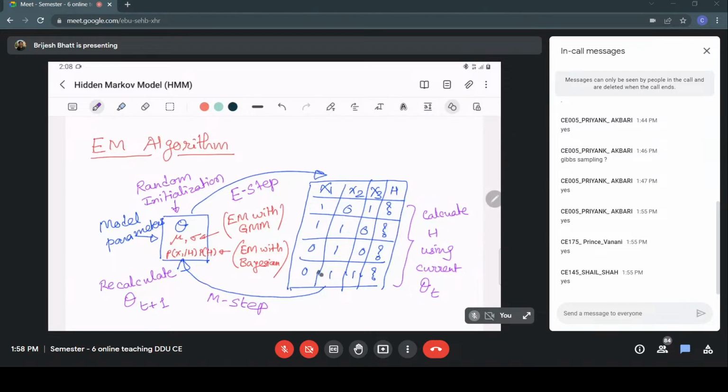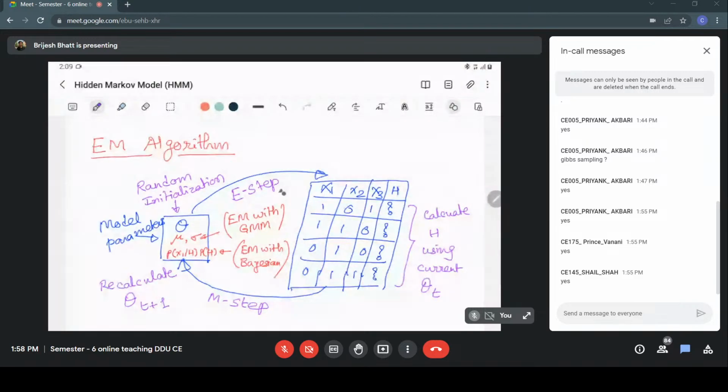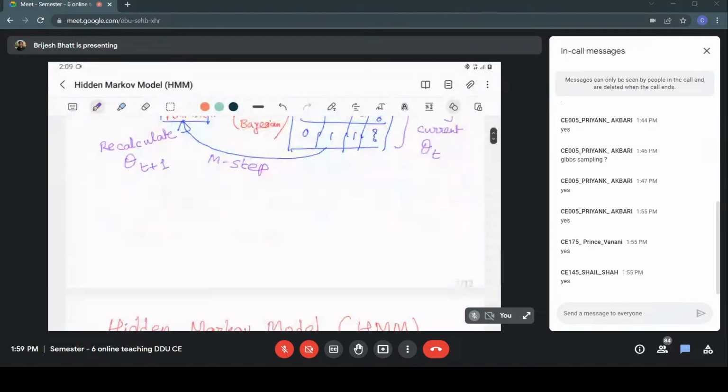So keep on doing this until you reach a stable assignment. A stable assignment in a way that there is no further modification in parameters, or the change of value in parameters is negligible. Then we stop. Right? This was our EM framework. Just keep this in mind also, so that we can come to the problem.